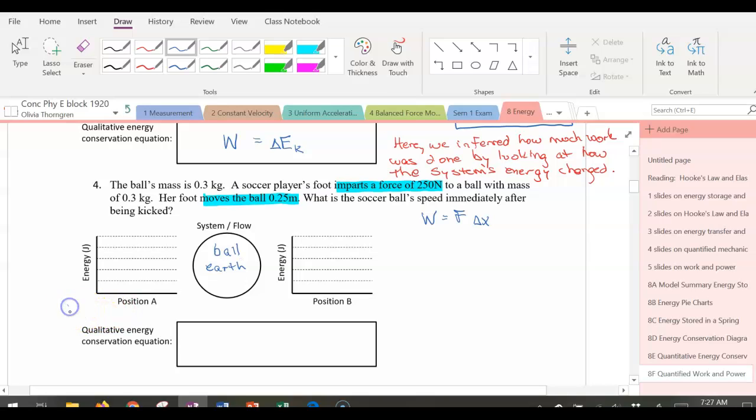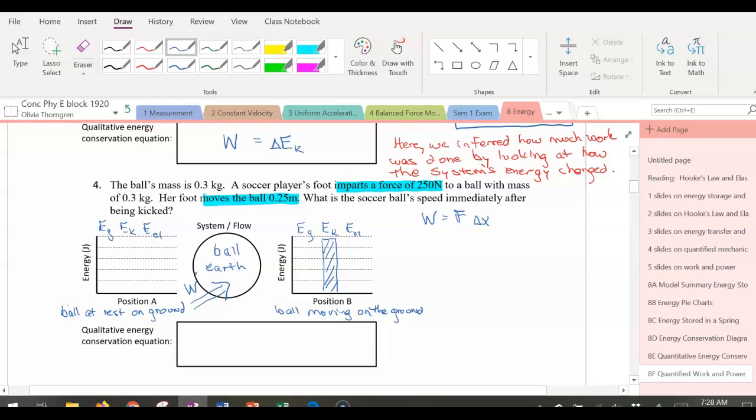At the beginning, the ball is at rest on the ground. And at position B, we're going to say the ball is moving. We don't know how fast yet. And it's still on the ground. So at the beginning, that soccer ball really didn't have any energy. There's no gravitational energy because it's on the ground. There's no kinetic energy because it's not moving. And at the end, it has kinetic energy because it's moving. That energy came from the work that the soccer player did on the ball.